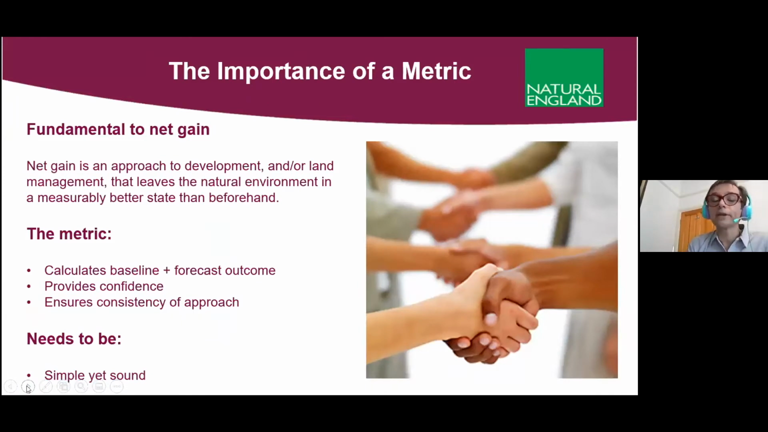And I mentioned a metric, and this is a really fundamental part of the policy. It's not the only part of the policy, but it is quite a critical part, because it's the mechanism for calculating the baseline. So what was the value of the development site before any development took place? And then what would be the likely impact of that development on nature and what's needed to deliver in order to achieve this biodiversity net gain?